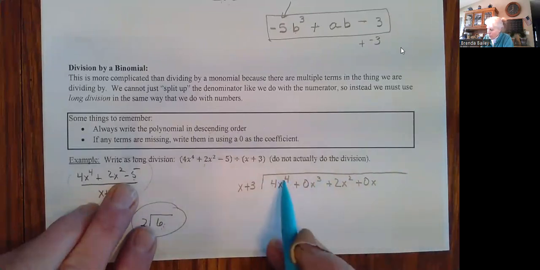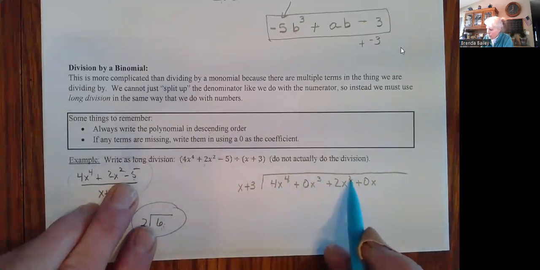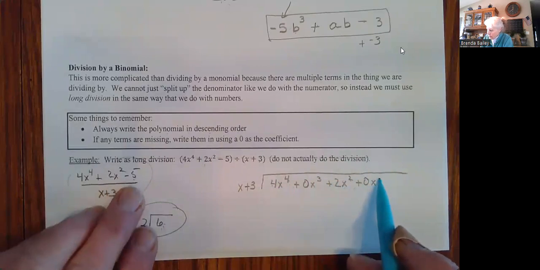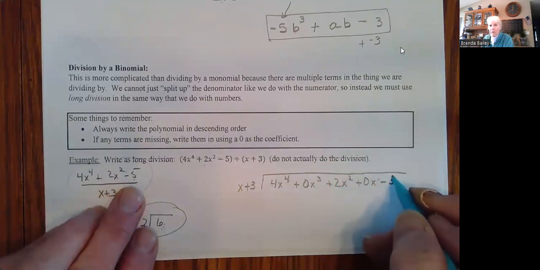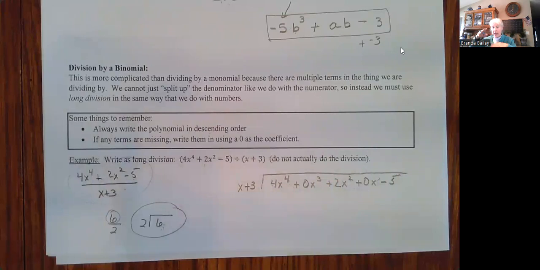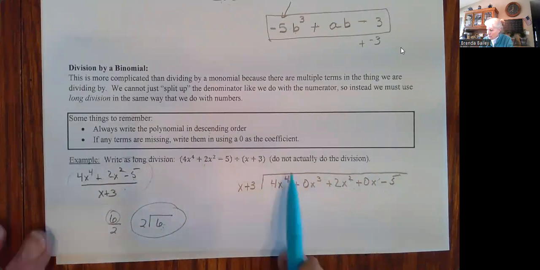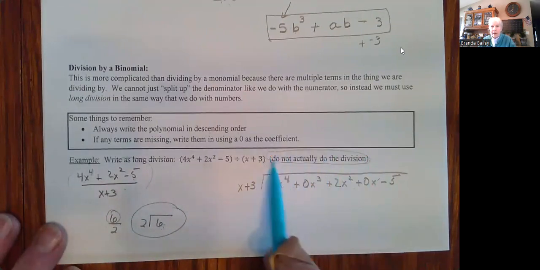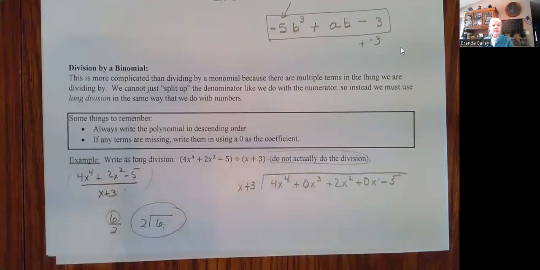So we have a 4, 3, 2, 1, and then our constant minus 5. The reason we're doing this is so things line up once we start our processes. If you're missing a term as you go down, make sure you add it. That's a really common thing to forget. And we're actually not going to do the division right now. We're just learning how to set these up.